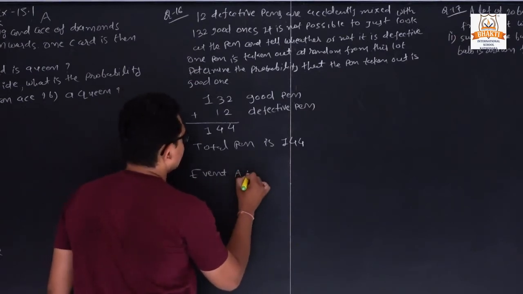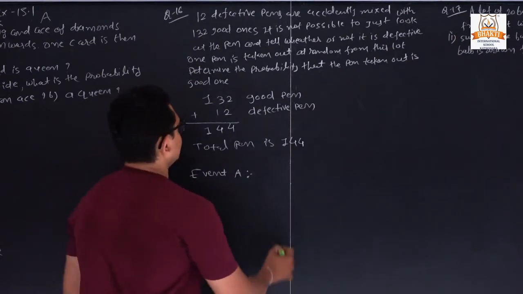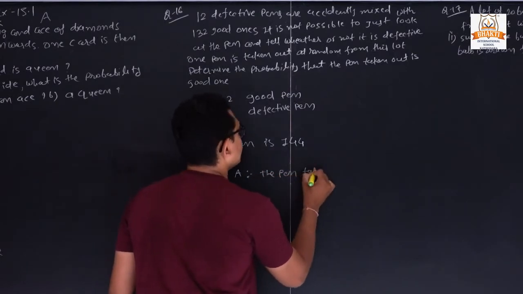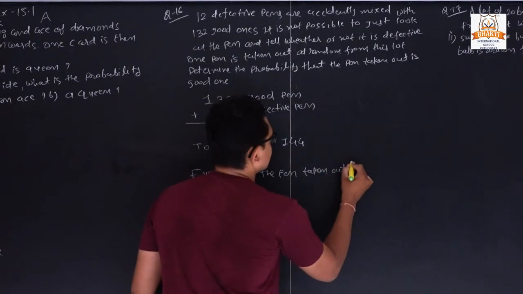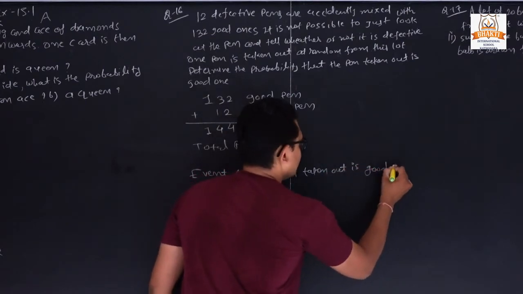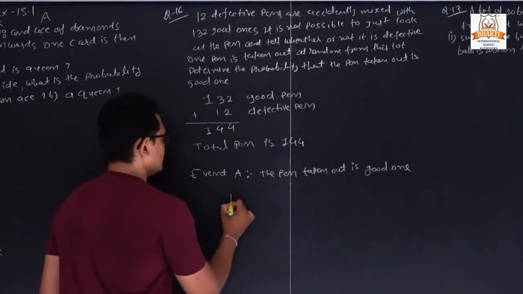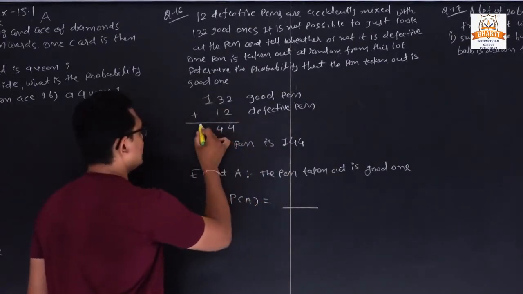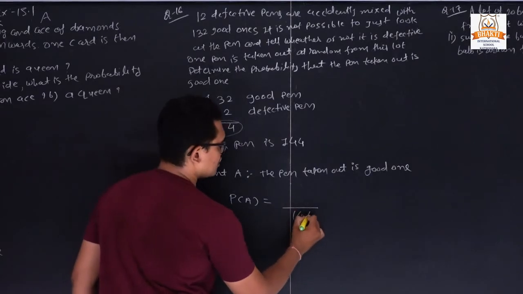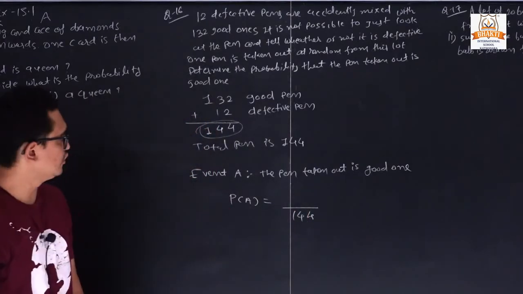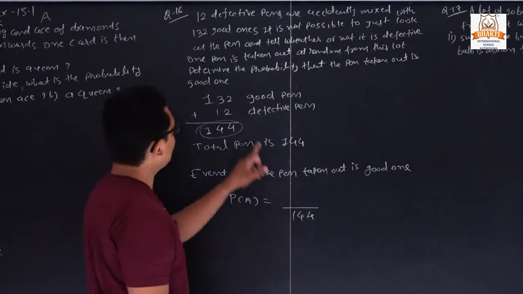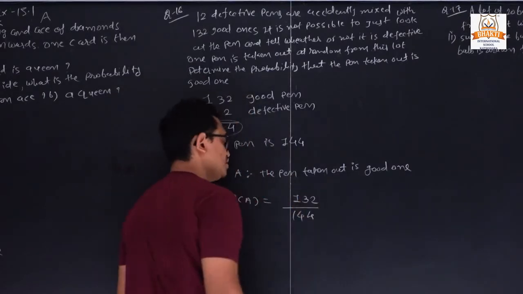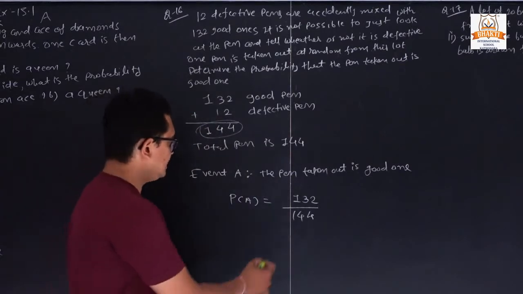So we can write event A: the pen taken out is a good one. P of A is equal to, so how many do we have in total? The total number of outcomes is 144. Out of 144, how many are good ones? It is 132.